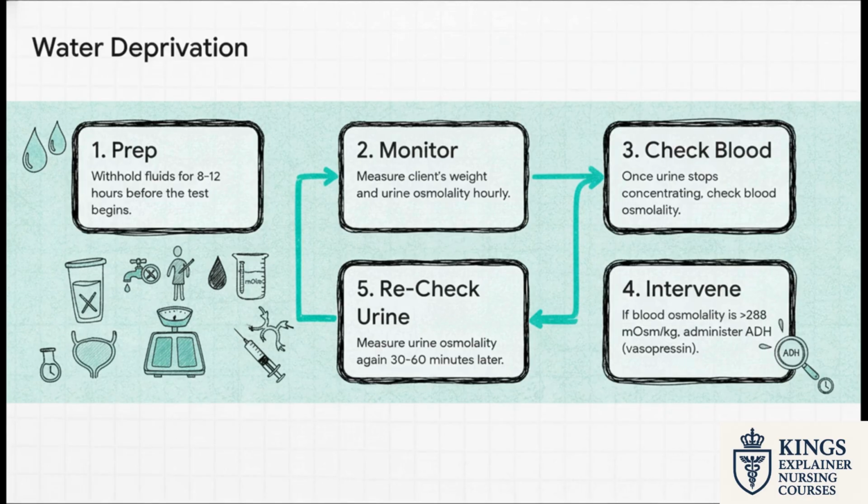If it's high, we give them a dose of synthetic ADH. And that last step? That's the whole point. We're directly testing to see if the kidneys can even respond to the hormone. That tells us if the problem is coming from the brain or if it's the kidneys themselves.